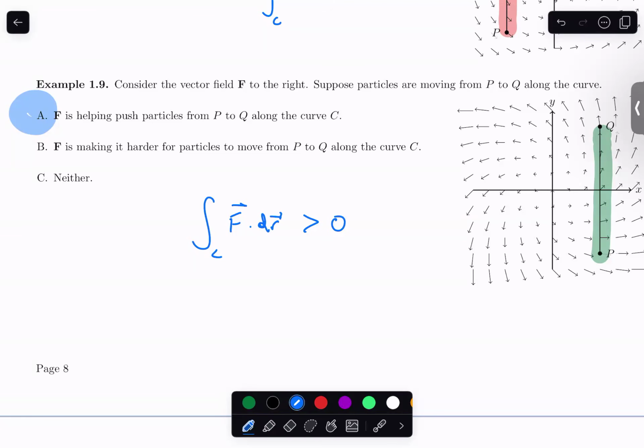So for these things that we end up calculating next time, this is the intuition. This is at least able to visualize when it should be positive, when it should be negative, or when it should be zero. So that's where we stop here.